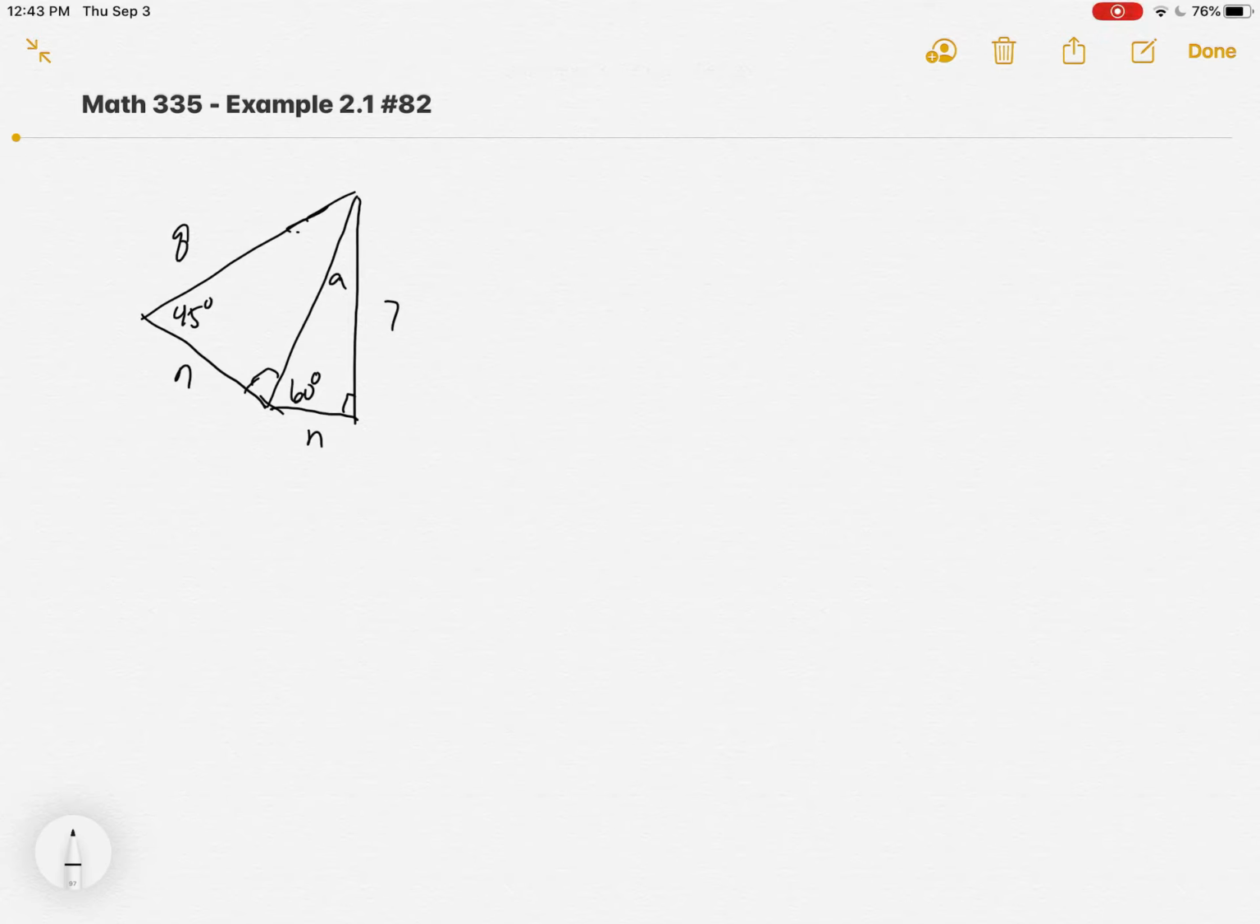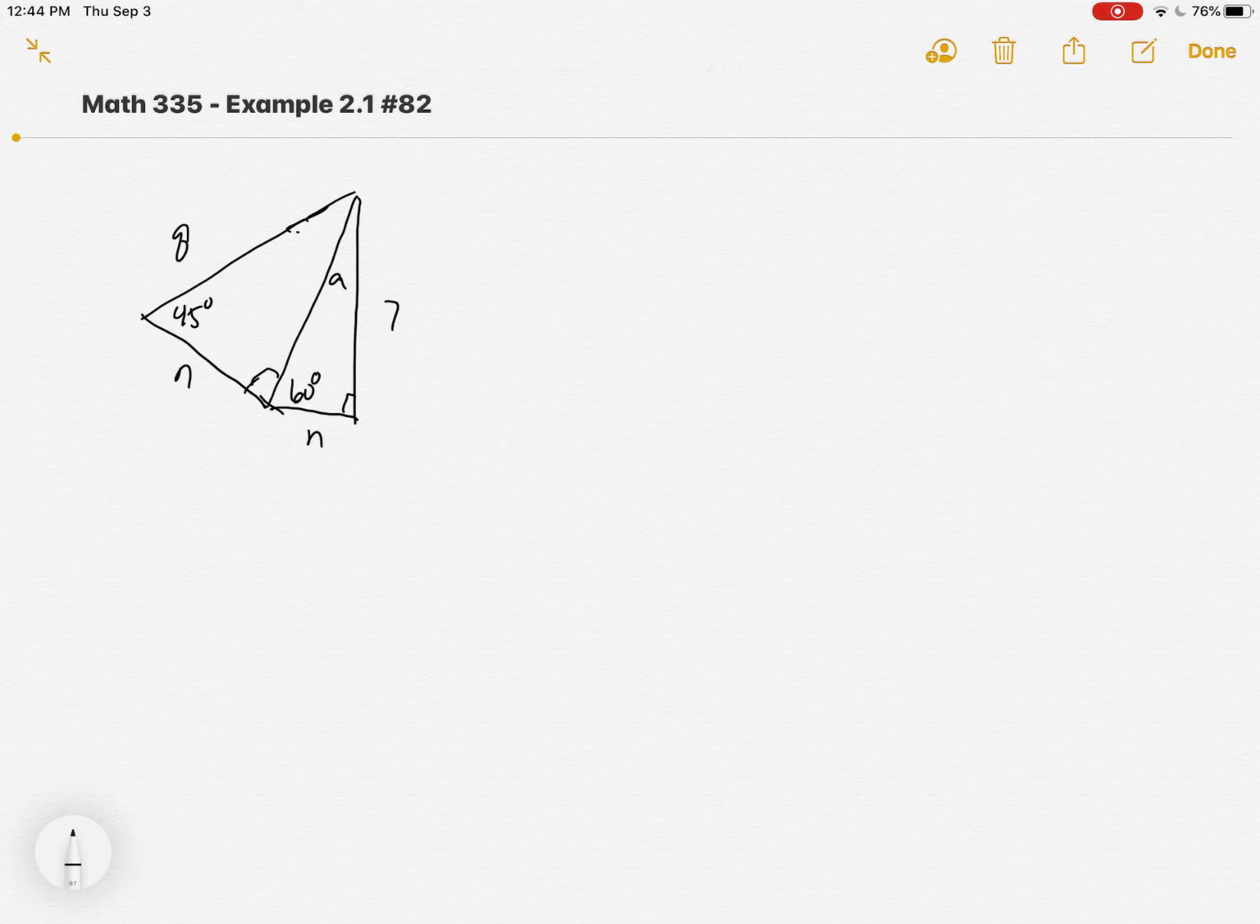I had a request to do example number 82 from section 2.1, and so I thought I would just share that with everybody. And so what we have is this figure here. I did my best to draw it. I'm kind of chuckling because it doesn't look so great, but it is the correct translation of what's there in section 2.1, number 82. And our job is to find all the missing variables.